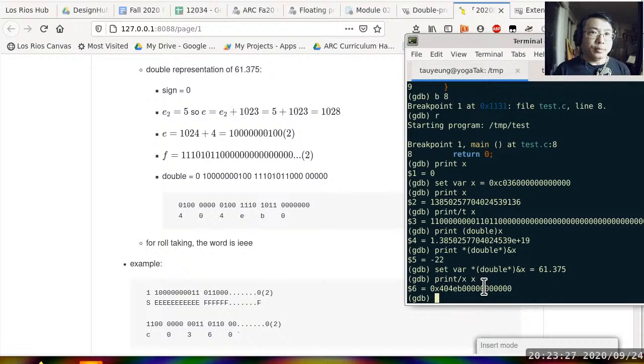So I'm hoping this particular exercise is helping you to understand what a double really is and how to do the conversion, at least for easy values. 61.375 is an easy value because we can easily break it down into just powers of 2, limited numbers of powers of 2.